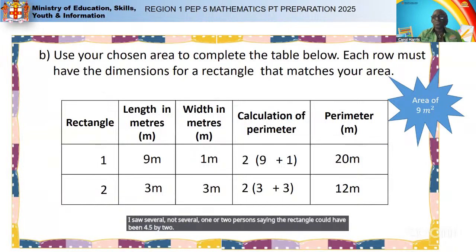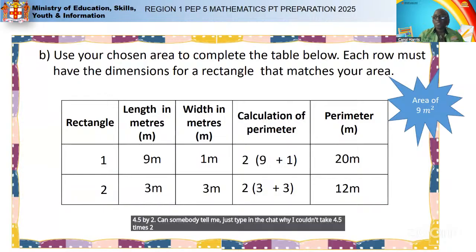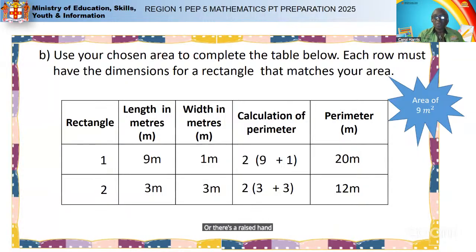4.5 by 2. Can somebody tell me, just type in the chat quickly, why I couldn't take 4.5 times 2? Or if there's a raised hand, let me take it. Why couldn't I take 4.5 times 2?